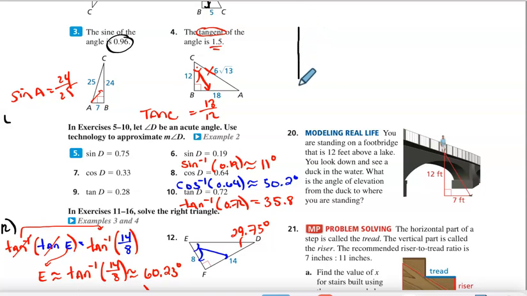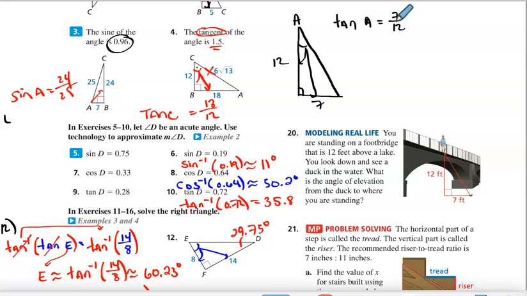Okay, so I'm just going to sketch this here. This is 12. This is 7. And this is your sight, and you're looking for this angle here. I'll call this A. So there's my right angle, opposite, adjacent. Tangent of A is equal to opposite over adjacent.